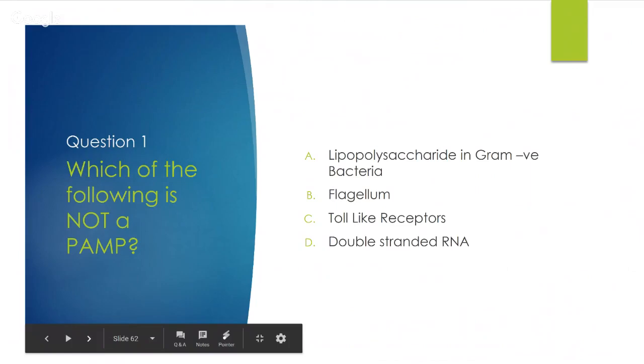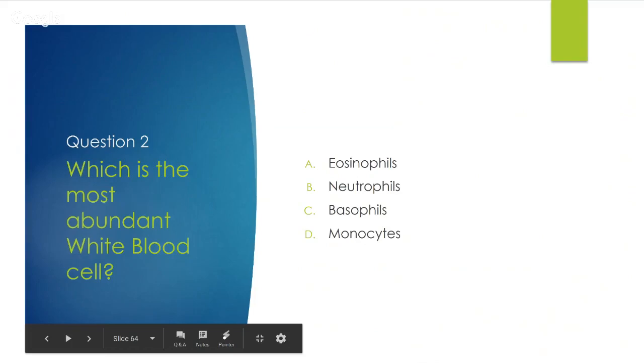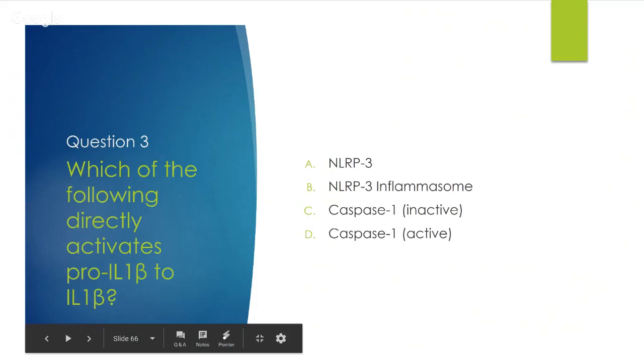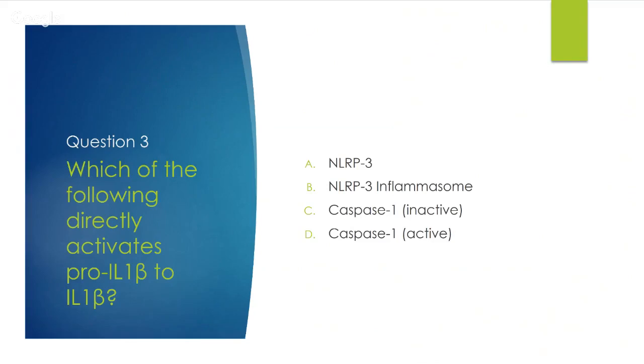Which of the following is not a PAMP? So as we mentioned, pathogen-associated molecular patterns, and that's your toll-like receptors, because those are the ones found on your innate immune cells. Which is the most abundant white blood cell, very common buzzword, those are your neutrophils. Which of the following directly activates your pro-IL-1 beta to IL-1 beta? And these were your inflammatory mediators, and that's your caspase. It was briefly mentioned, something like this is a bit more complex than what you'd expect to come on an exam, but the caspase was basically what your cell releases in the cytoplasm if it is infected.